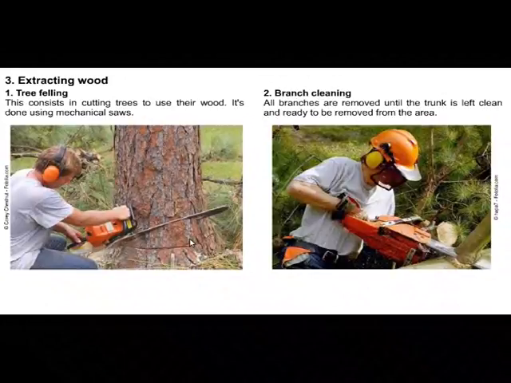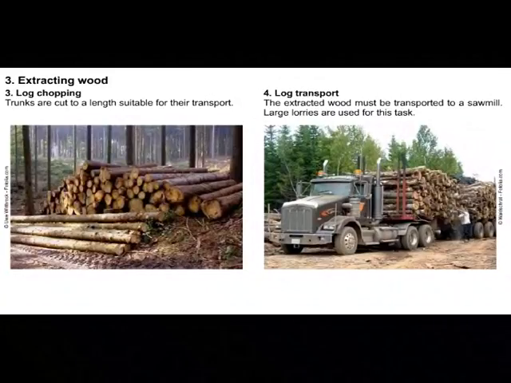Extracting wood. Tree felling. This consists in cutting trees to use their wood. It's done using mechanical saws. Branch cleaning. All branches are removed until the trunk is left clean and ready to be removed from the area. Log chopping. Trunks are cut to a length suitable for their transport. Log transport. The extracted wood must be transported to a sawmill. Large lorries are used for this task.